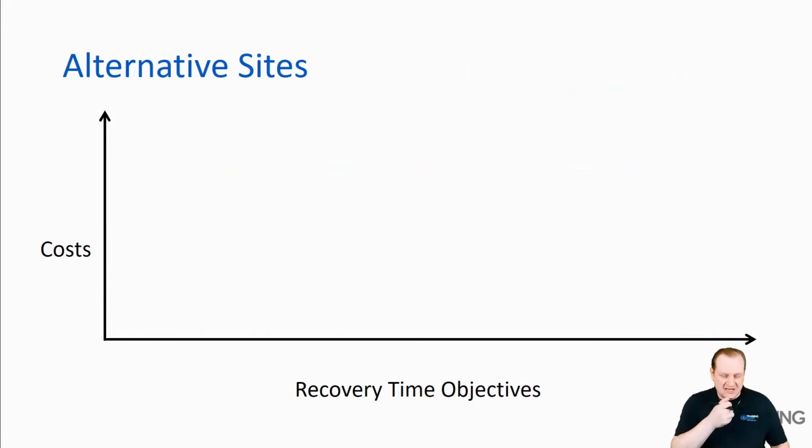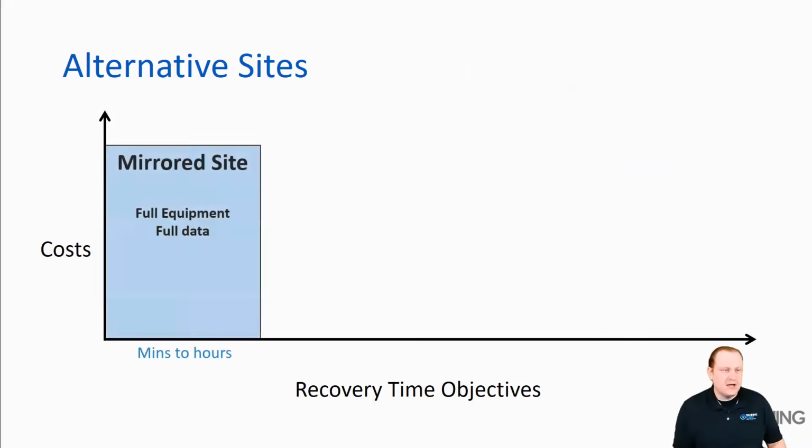As far as alternate sites go, you've got a handful of choices. Mirrored sites, which could be ready in minutes to hours, usually have full equipment and an almost full copy of the data. Basically, as the main site, the primary site, changes happen, data is replicated and mirrored, copied to this backup location. So this backup data center would be ready to go in a couple seconds to minutes to maybe an hour, because they've got all the equipment and all the data. The problem with that is it's expensive.